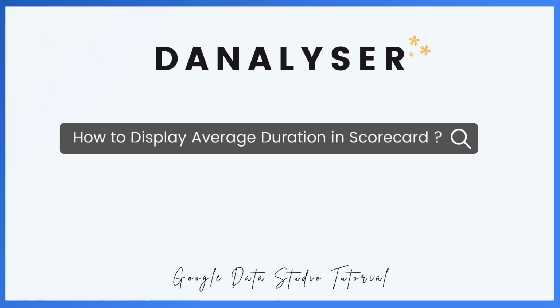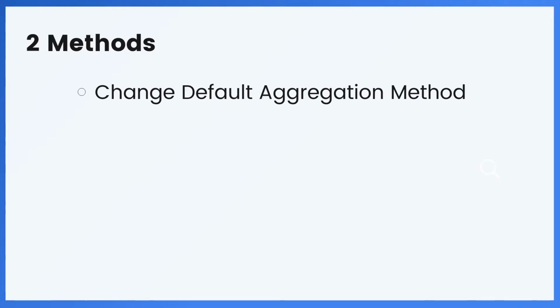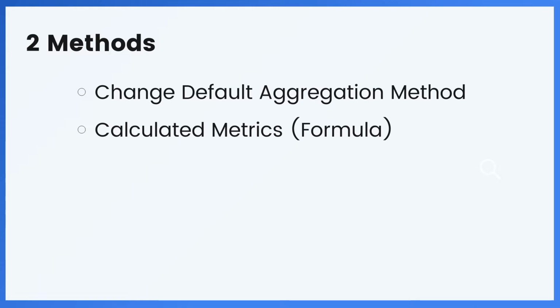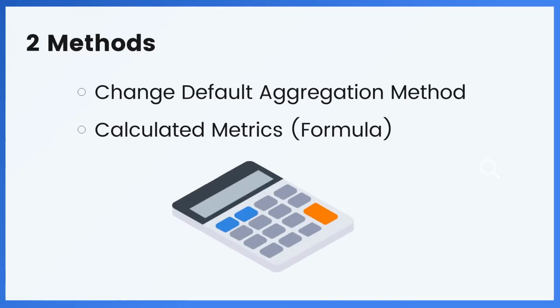There are two methods that we can achieve the same outcome. The first method is quite simple. We will change the default aggregation method. Second, we could use calculated metrics to derive the average duration.